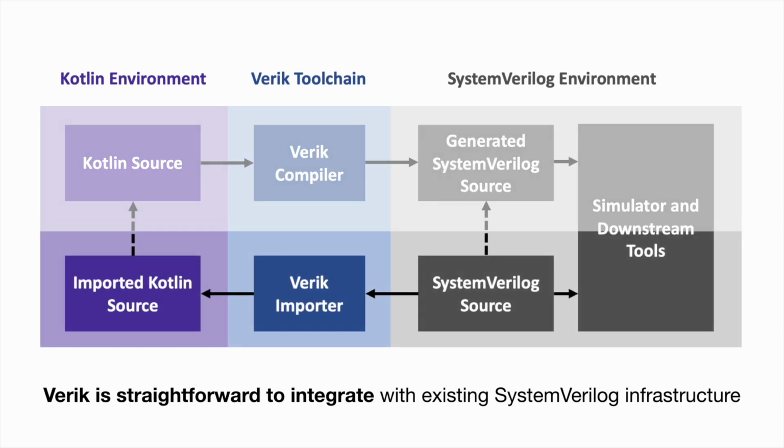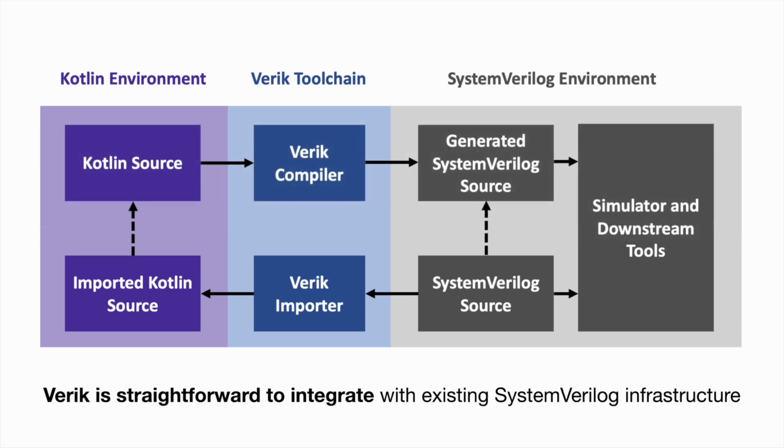If we had System Verilog source code that we would like to reference from the Kotlin environment, the Varick importer can be used to import the declaration headers. This allows us to make use of System Verilog libraries, such as the UVM, directly in Varick. It also enables us to benefit from the productivity improvements of Varick without having to rewrite any legacy code.